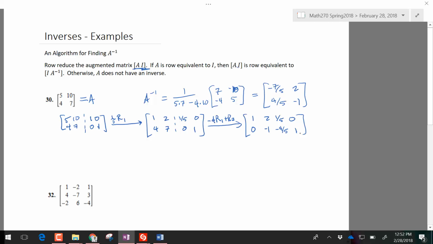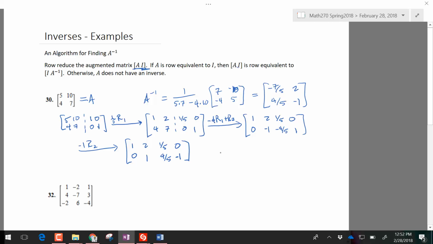Okay. And then I want to make this into a positive, so I'll multiply the second row by -1. Remember, this is the reduced row echelon form. So I have 1, 2, 1/5, 0, 0, 1, positive 4/5, and, oops, negative 1.